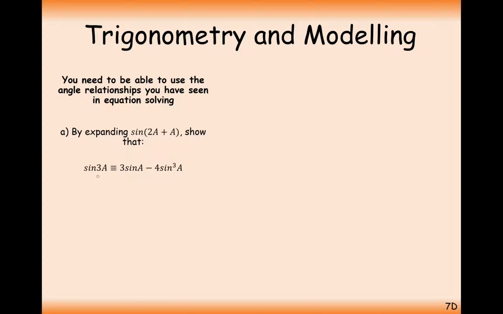Okay, a classic question that I've seen multiple times in exams before. Part A is going to expand sine 2a plus a to show that sine 3a is equal to 3 sine a minus 4 sine cubed a. Well, let's go ahead and do that then. Let's use the sine angle rule. So sine a plus b is equal to sine a cos b plus cos a sine b. And what we'll do is we'll set b equal to 2a.